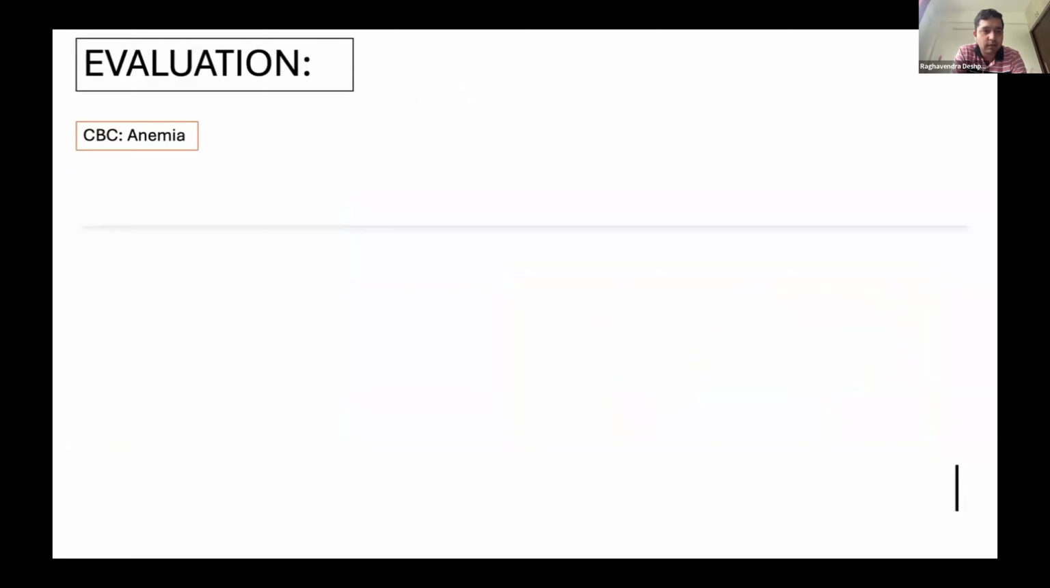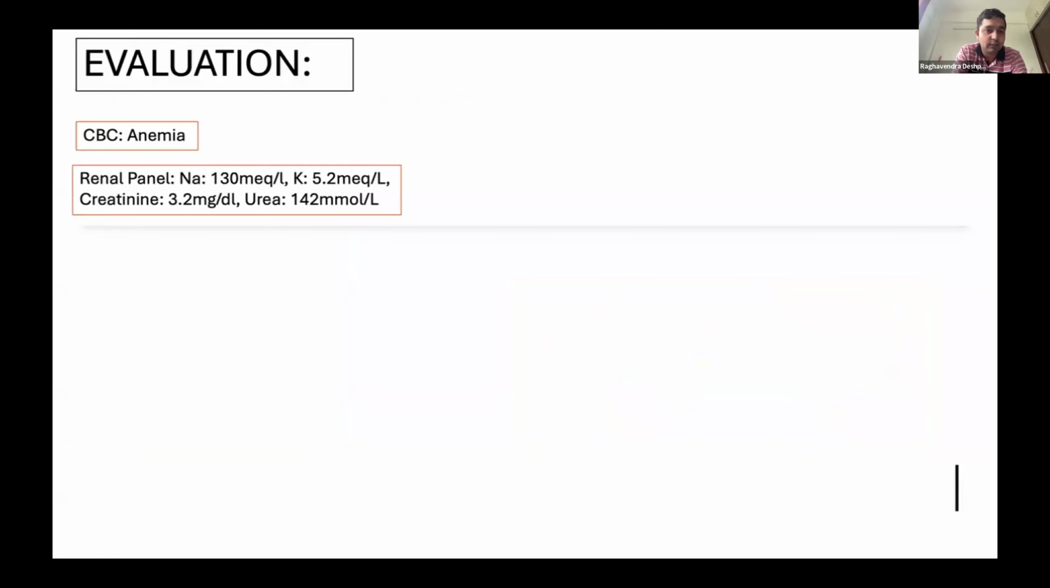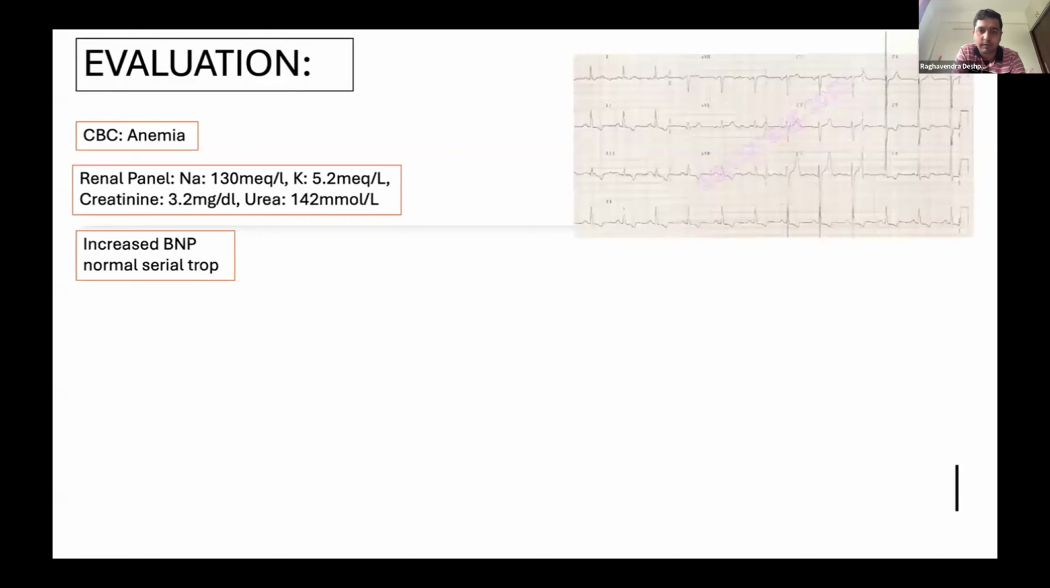So how do we evaluate further? We definitely go with the complete blood count. We find that there is an anemia, probably due to chronic disease. The renal panel shows elevation of creatinine and urea; he may be having acute on chronic kidney disease with hyponatremia, volume overloaded state. And increased BNP levels, brain natriuretic peptide, are usually found elevated when there is stress to the myocardium. Dr. Sudhakar will let you know in detail about it. Further serial evaluations of troponin come out to be normal.